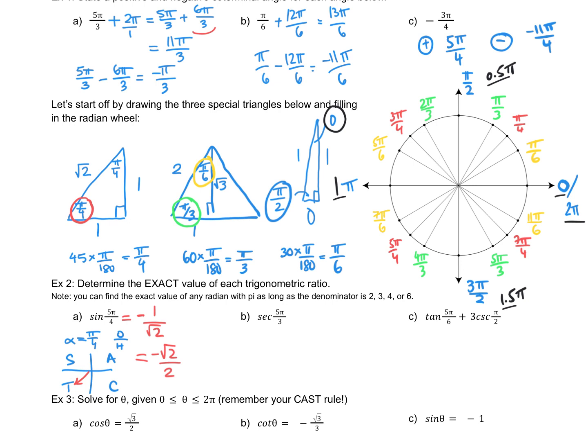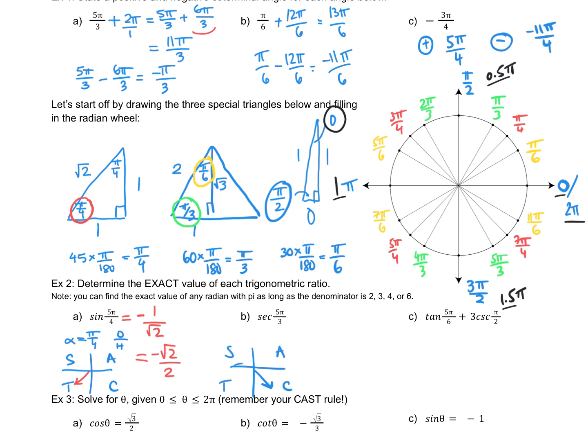We have secant of 5 pi over 3. Let's just talk about our quadrants first. 5 over 3 is 1.6 repeated. That belongs nicely between 1.5 and 2. So we're in quadrant 4 for this one. So I'll make a note of that. We're in quadrant 4. That's cos's quadrant.